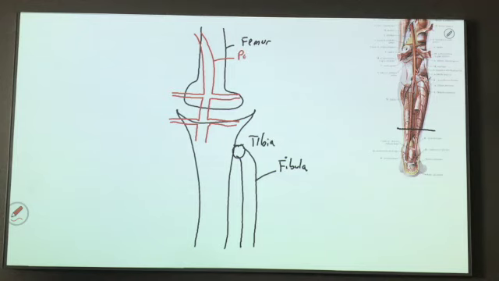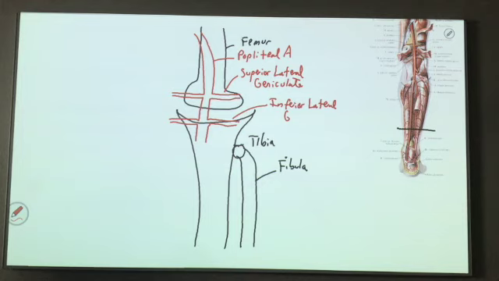So this is going to be my popliteal artery. This branch here, superior lateral geniculate. This branch here is going to be the inferior lateral geniculate. Again, it says what it says. These are all based and named on where they are located in reference to the knee.